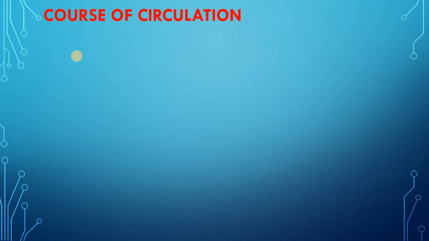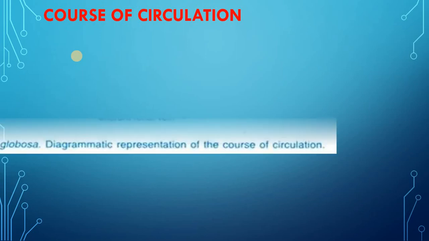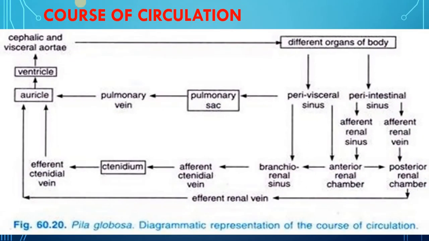Course of circulation. We will discuss the course of circulation with the help of the following diagram. All parts of the body are supplied with blood from the ventricle through the cephalic and visceral aorta. The cephalic aorta carries blood to the head and its associated structures, a part of the mantle, the buccal mass, the esophagus, the copulatory organ, and the columellar muscle. Whereas the visceral aorta supplies the whole of the visceral mass.